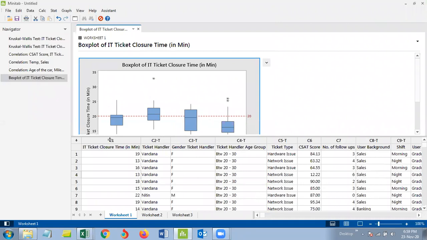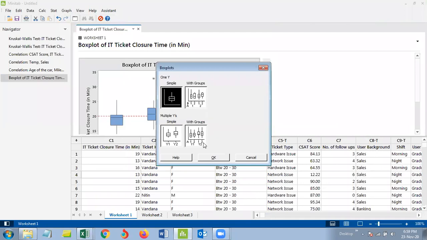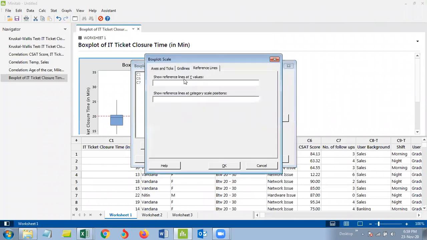So we'll come back to this chart, but let me make a simple box plot to explain what a box plot is and how we read it. I put down the target, the ticket closure time, without any groups I'm comparing, just to understand what a box plot is.